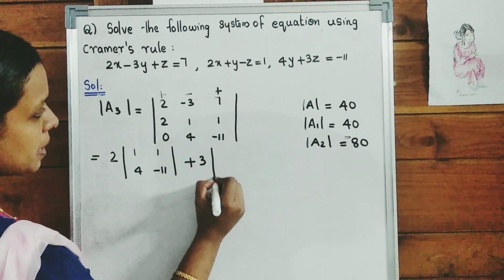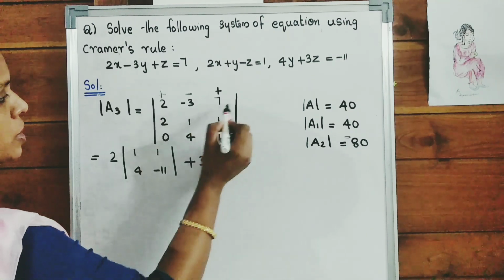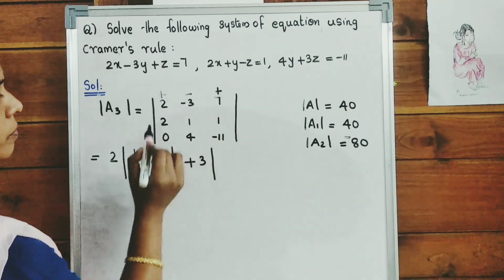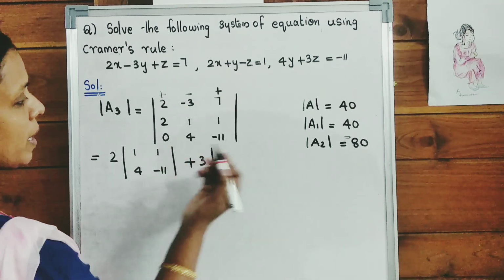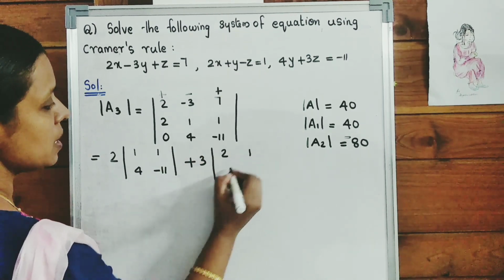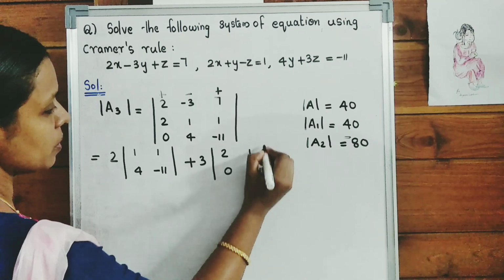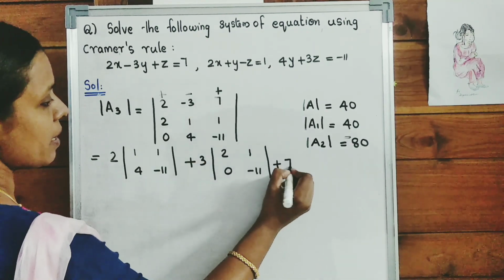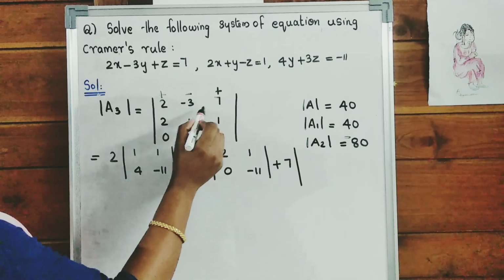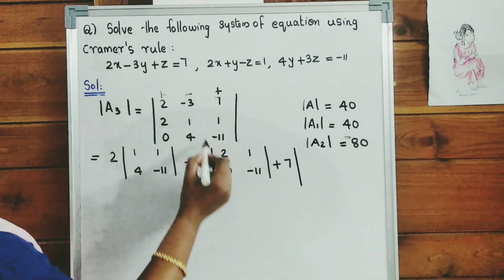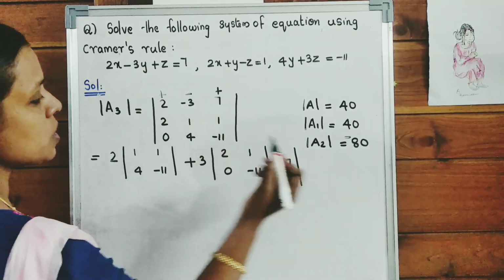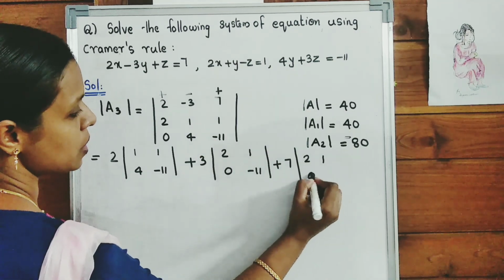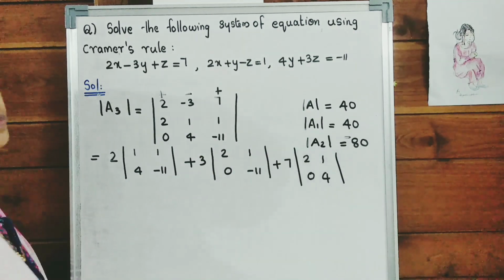Okay. Then determinant. Eliminate here first row and second column. We get 2, 1, 0, minus 11. Okay. Then next we write plus 7 determinant. Here we eliminate first row and third column. We get 2, 1, 0, 4. Okay.